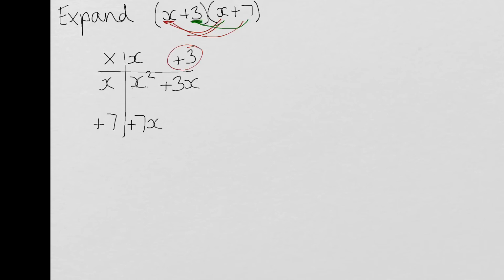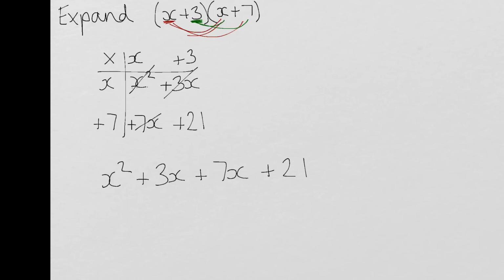And finally, what happens if I multiply a positive 3 by a positive 7? That's going to give me a positive 21. Now, everything that's in this table, we're going to write it out. So I have x squared, and I'm going to cross it off as I go along so you can see where it comes from. I've got plus 3x, I'm going to cross that out. I've got plus 7x, I'm going to cross that out. And then I've got plus 21.